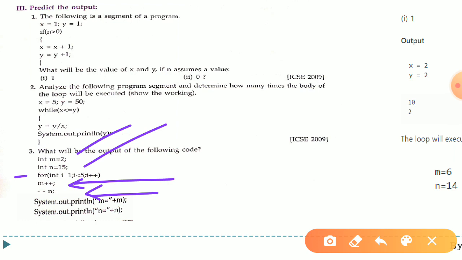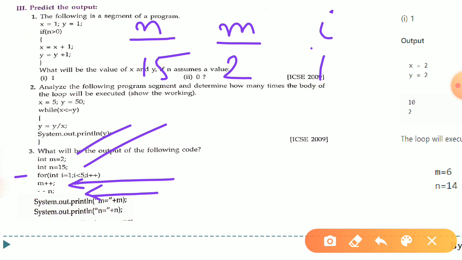Now let us assume the value of n is over here, the value of m is over here, and the value of i is over here. Now initially the value of n was 15, the value of m was 2. Now the value of i is 1. The condition will be checked, that is 1 less than equals to 5. 1 less than 5, condition is true, hence the body will be evaluated. It means m plus plus. So for the next time the value of m will be increased, and the value becomes what?